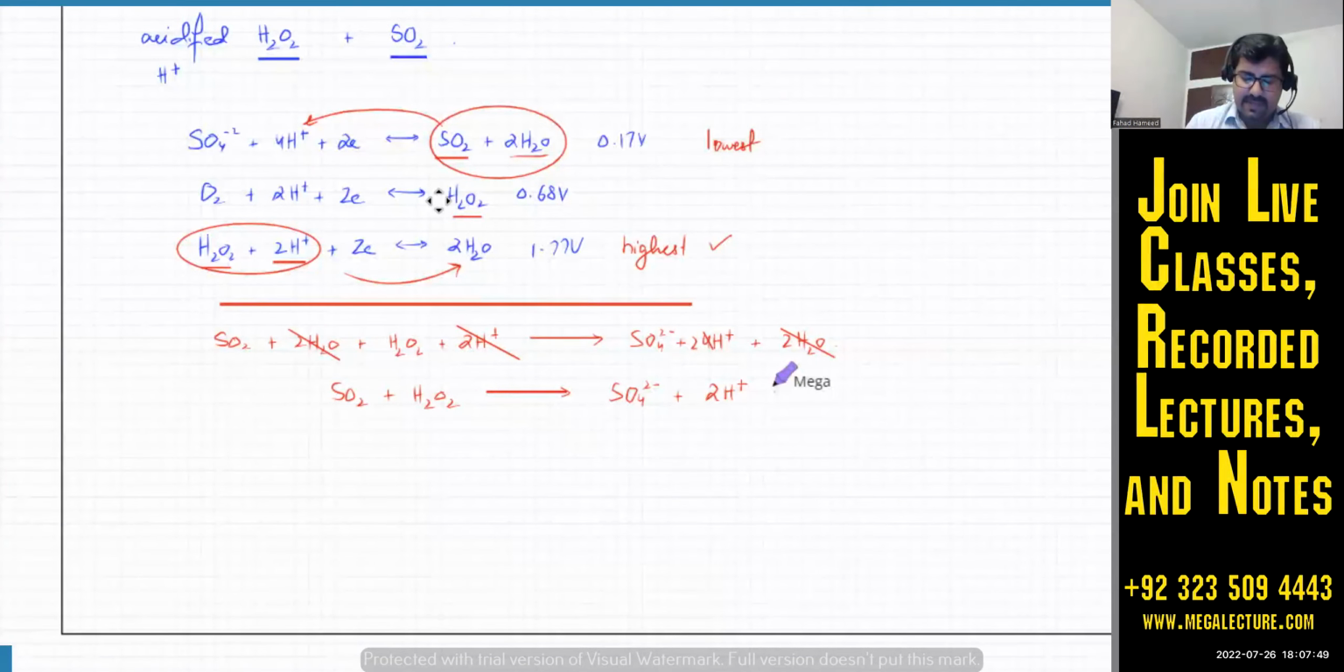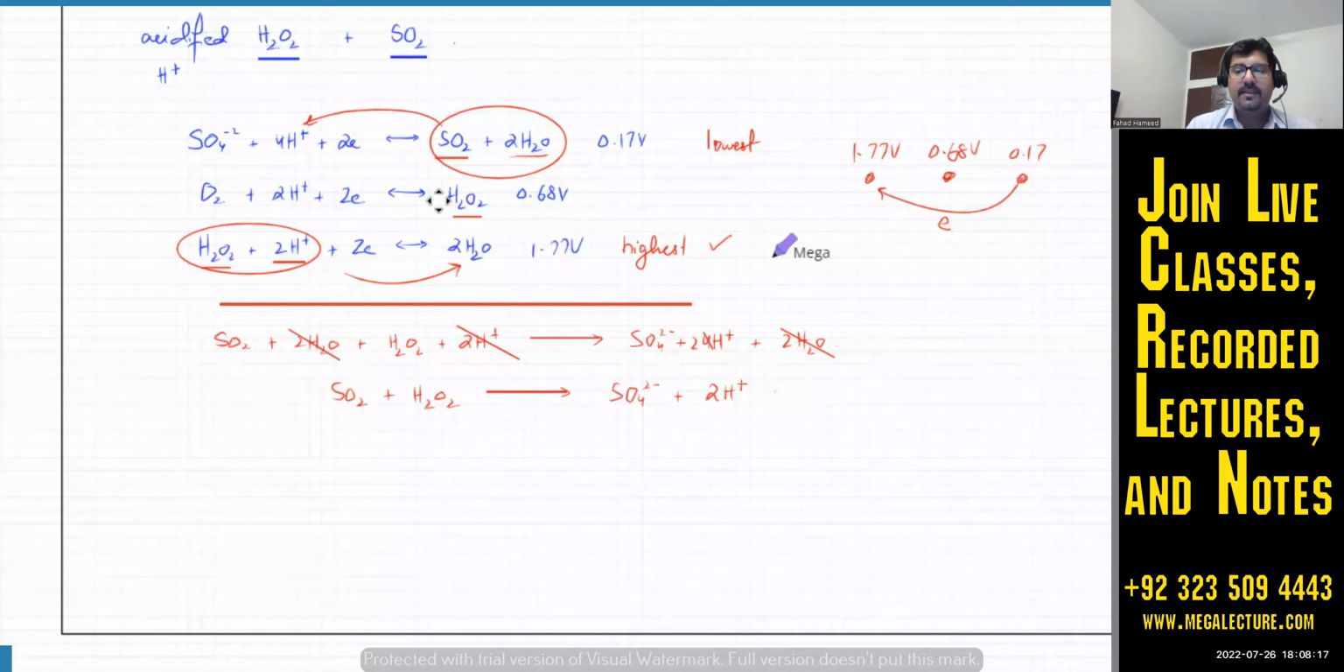Okay, but I think of this as, let's say there are three particles, or three processes that are happening. This one has a voltage of 1.77 volts. This one has a voltage of 0.68. And this one has a voltage of 0.17. So the electrons would flow from the lowest towards the highest, right? That's where the electron would flow. The lowest one would produce electrons. The highest one would end up gaining electrons. So the middle one will just be a spectator ion. Abdullah, clear?